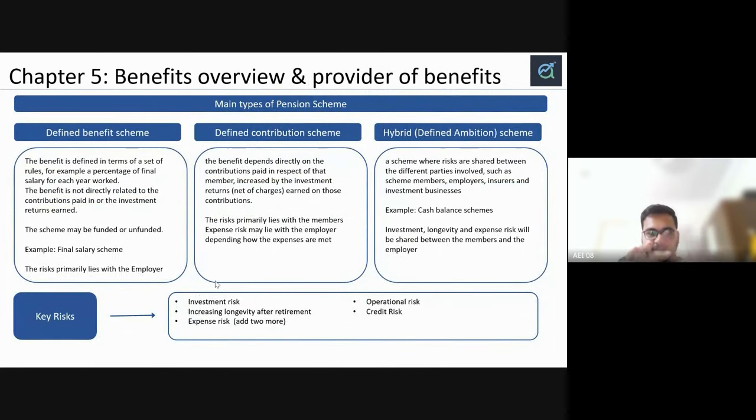And this risk angle can help you a lot in identifying the relative attractiveness of a DB scheme versus a DC scheme. Who bears which risk in it is the biggest point. And of course, the advantages will come together with it.